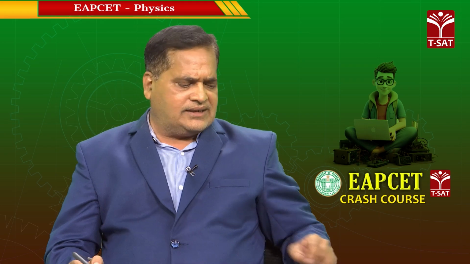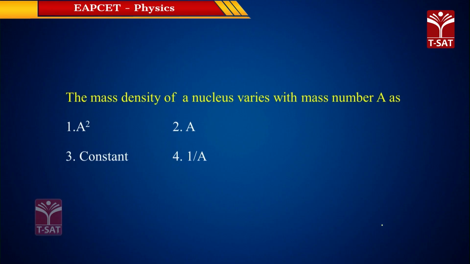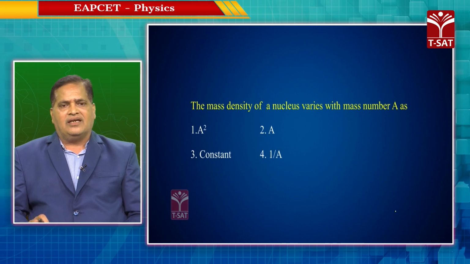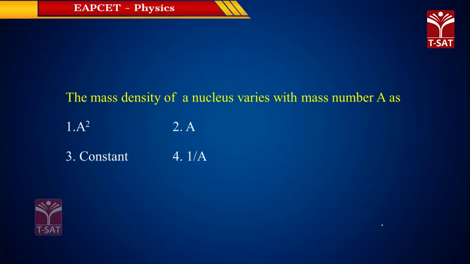Okay, and next, the mass density of a nucleus varies with the mass number A. Here mass density is constant, okay, and independent of mass number. See children, the mass density of a nucleus varies with the mass number A. Here the third option is constant. Mass density is a constant.